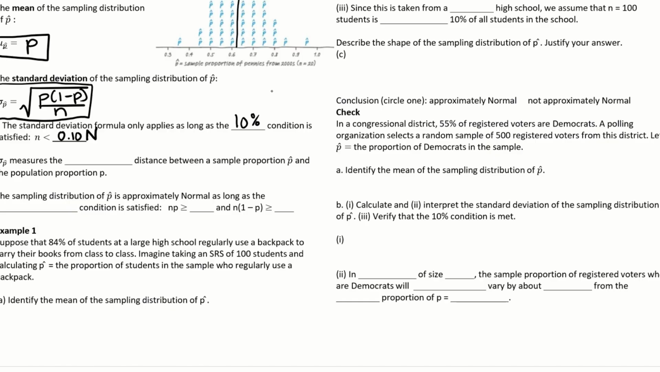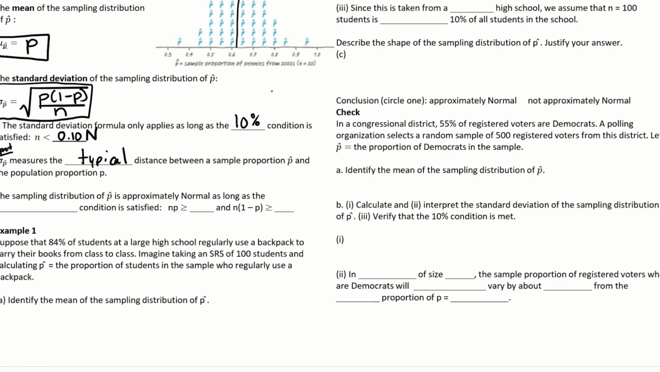Now, if you wanted to interpret sigma p hat, it measures the typical distance between the sample proportion p hat and the population proportion p. So that's the interpretation. If I wanted to interpret sigma p hat, that's how I do that.